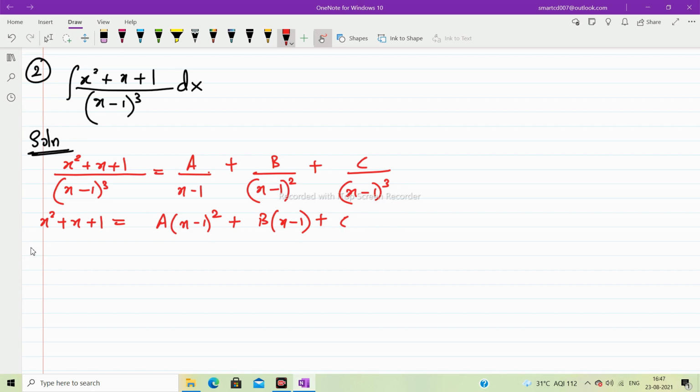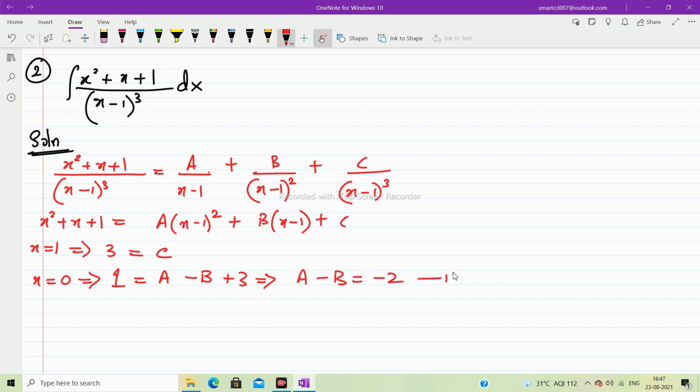Now the first thing I can do is put x equal to 1. When I put x equal to 1, on the left side I'll get 3, here I'll get 0, here I'll get 0. So I'll get the value of c. So c is equal to 3. Now let's put some simple values. So let's put x equal to 0. If I put x equal to 0, left side will become 1. On right side you'll have a, and you'll have minus b, and c is 3. So what I get is an equation a minus b is equal to minus 2. So let's make this equation 1.